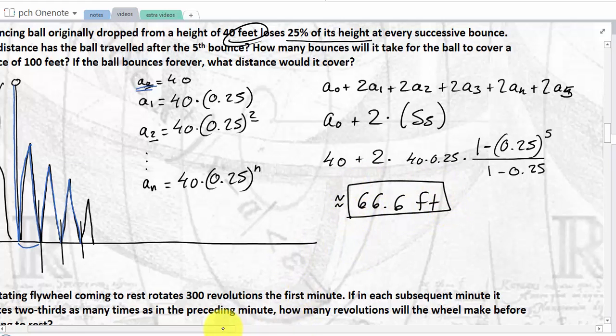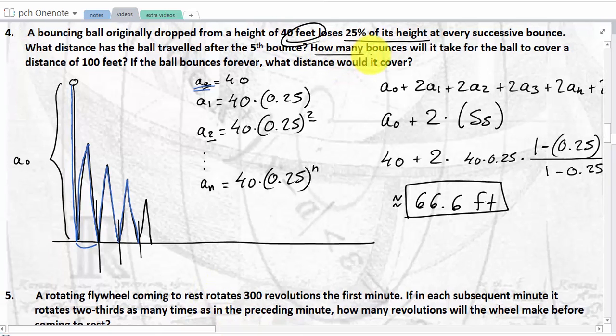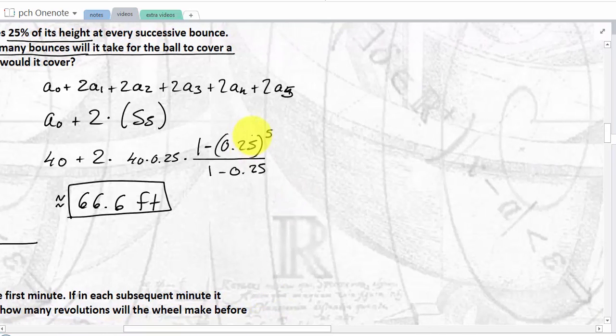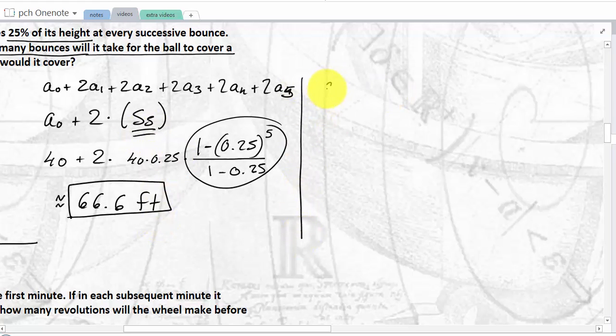Okay, next question. How many bounces? So now my unknown is n. How many bounces will it take for the ball to cover a distance of 100 feet? So what's going on here? This is when I stop at 5 bounces. Now what I want is A0 plus 2 times, and here I don't know how many bounces, but I know this distance right here has to be over 100 feet.